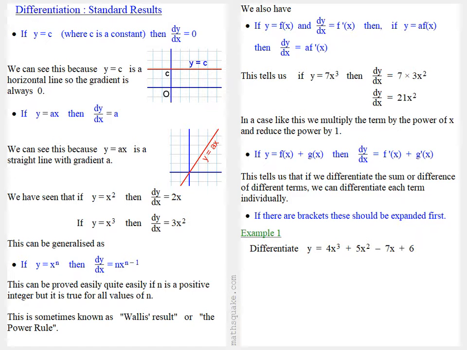Let's look at an example. Differentiate y equals 4x cubed plus 5x squared minus 7x plus 6. Well, to solve this, starting with the original, we can differentiate, so dy by dx is 3 times 4x squared plus 2 times 5x to the power 1 minus 7. So that simplifies to dy by dx is 12x squared plus 10x minus 7.